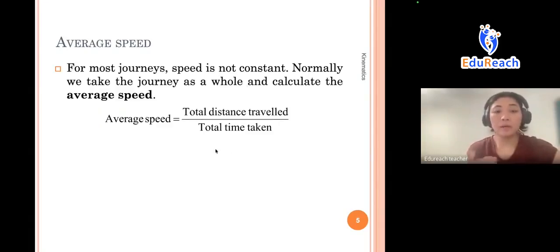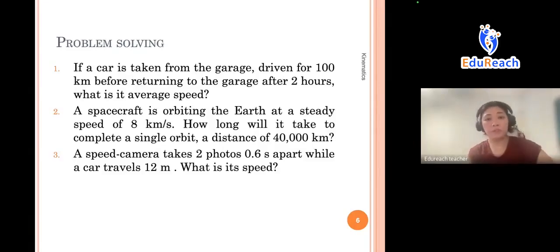So what usually happens in real life is that objects do not move at very constant speeds. Sometimes at 1 second, it might move a tad bit faster, and another second, a tad bit slower, so those are not the same. In order for us to get a better sense of the journey as a whole, we use the average speed, which is total distance divided by total time taken. So very simple over here.